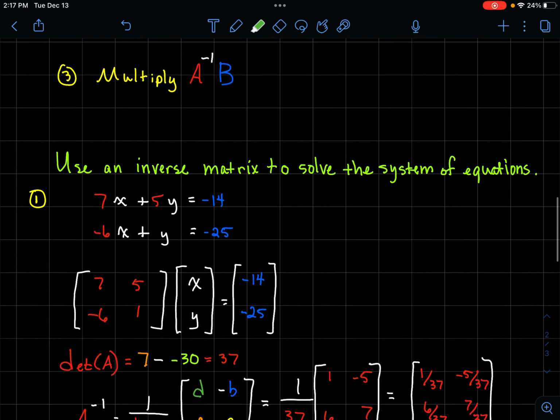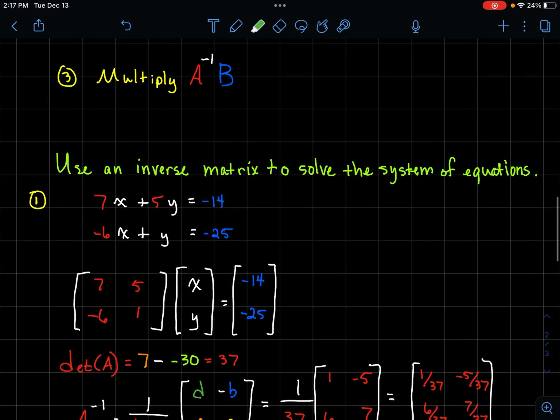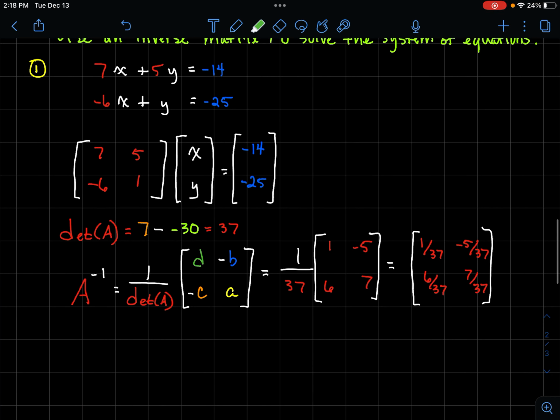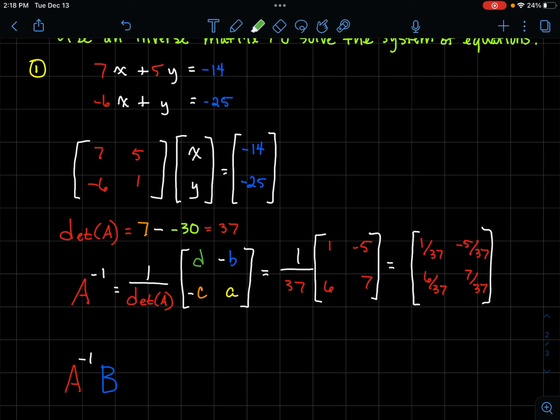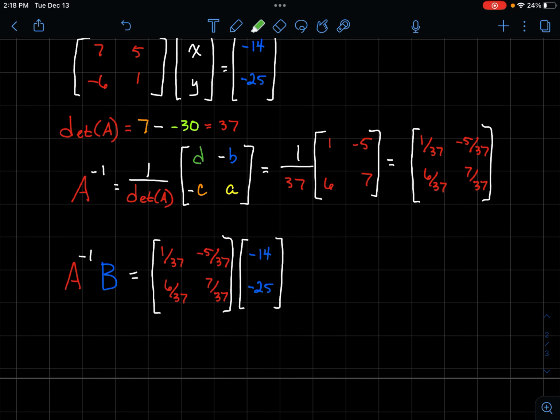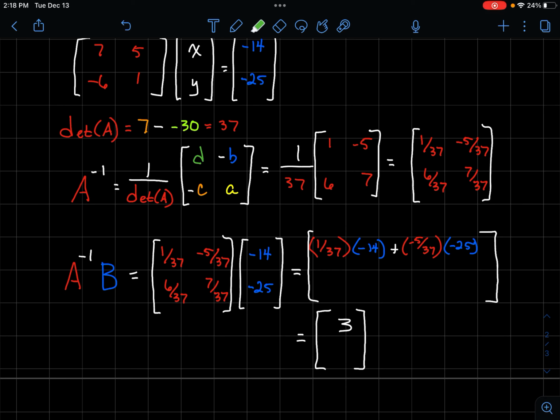So by rule, we are now at step 3, which is taking my inverse matrix and multiplying it by our constant matrix. So we'll start by taking this matrix, and we're going to multiply it with this matrix here, our constant. So A inverse times B, or in other words, our red matrix times the blue matrix. Go through our matrix multiplication, taking our row times our column and adding up their products. Take 1/37 times negative 14, add to it negative 5/37 times negative 25. That gives us a value of 3.